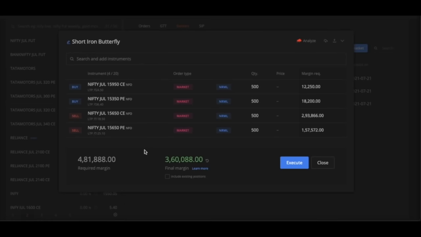I have placed a purchase order for 15,950 call and 15,350 put, 10 lots each. At the same time, I have placed a selling order for 15,650 call and 15,650 put, 10 lots each again. As you can clearly see, the margin requirement is 3.6 lakhs.